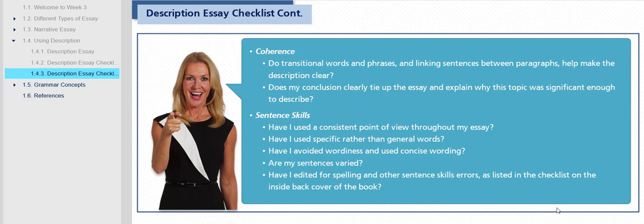Coherence. Do transitional words and phrases and linking sentences between paragraphs help make the description clear? Does my conclusion clearly tie up the essay? Sentence skills. Have I used a consistent point of view? Have I used specific words? Have I written in a concise manner? Do I have sentence variety? Did I edit for sentence skills and grammar mistakes?